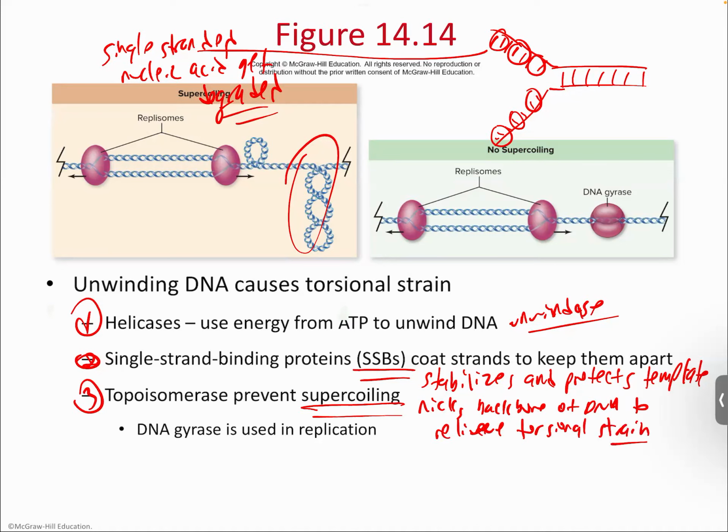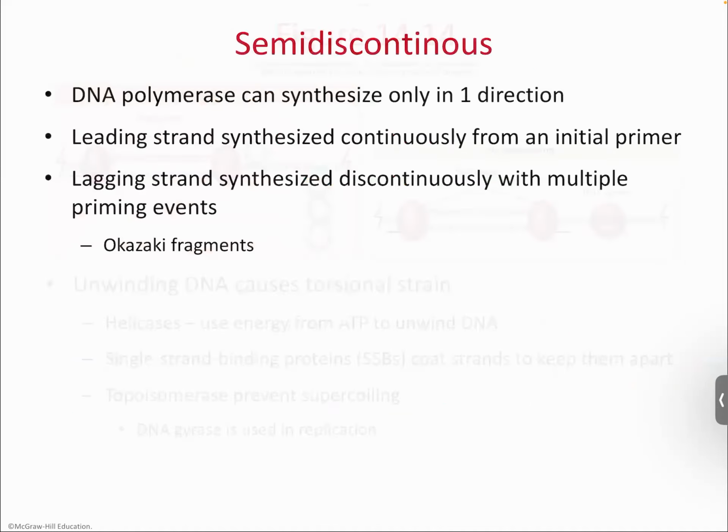So you can imagine topoisomerase is going out ahead of the helicase, smoothing everything out by nicking it and relieving that torsional strain. Why? Because helicase is twisting and untwisting and twisting and untwisting and that sort of thing. That's building up a lot of torsional strain in there. Okay. So that makes sure that everything gets all nice and smoothed out. So those are some major players.